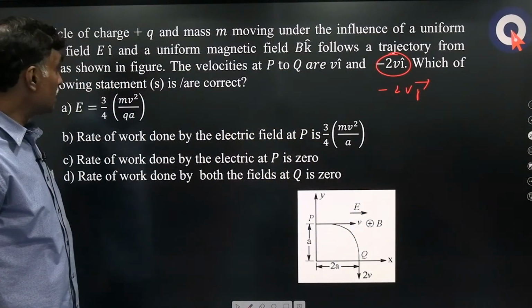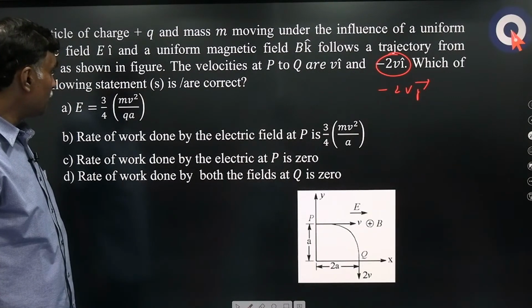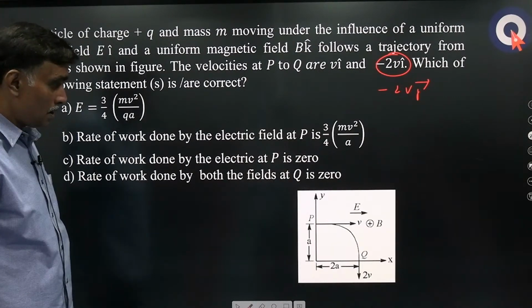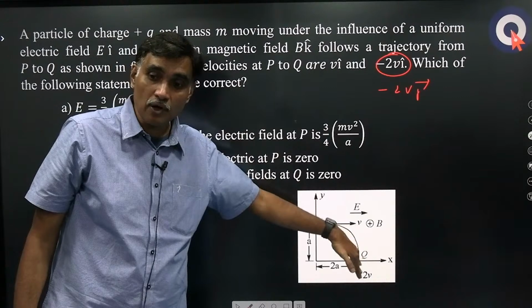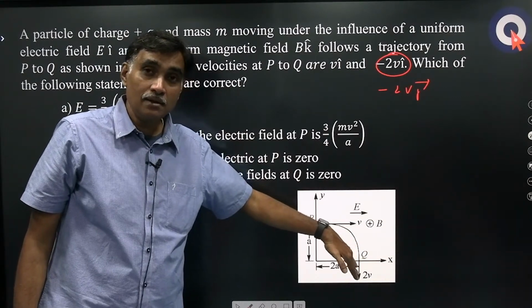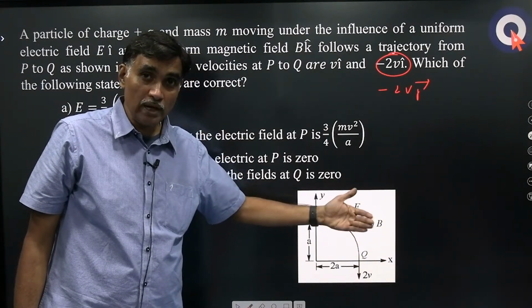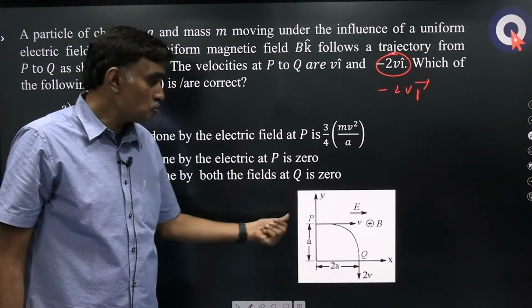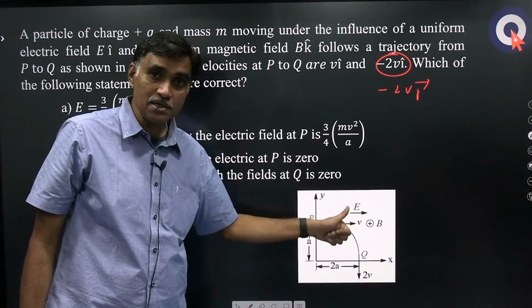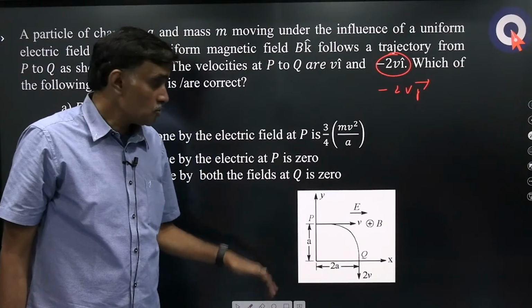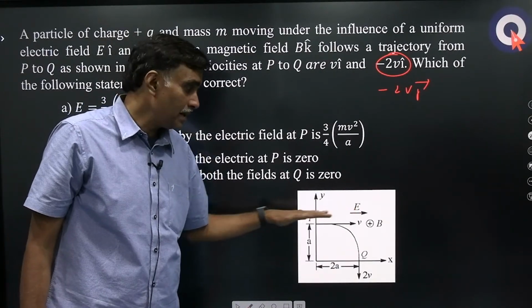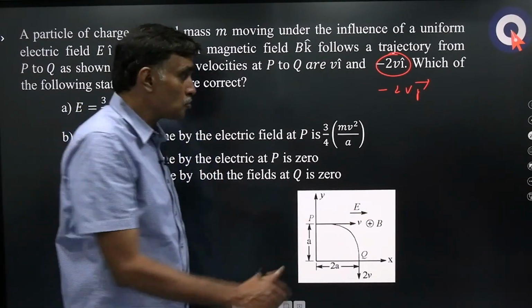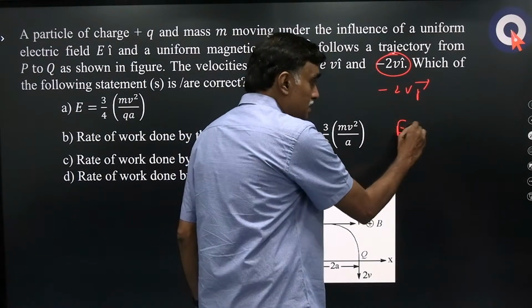Which of the following statements is correct? E equal to 3 by 4 mv square by qa. Now when this particle goes from here to here following some path, the magnetic field won't do any work, the entire work is done only by the electric field, and the force due to the electric field is constant because the electric field is constant. So the force due to the electric field is constant and it is along the x axis. What is the force due to the electric field? It is Eq along the x axis.